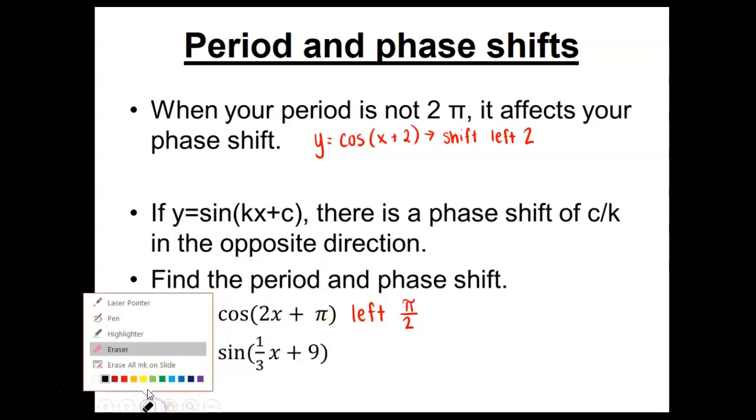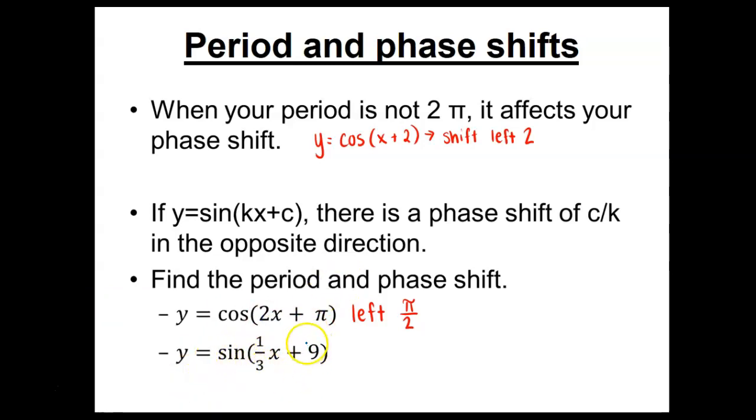Okay, so if we have this next one, it's still going to be to the left, and I know it's to the left because of this plus sign right here. And then we're going to do 9 divided by just the number in front of the x, which is 1/3. And dividing fractions is easy as pie. We're going to flip the second and multiply. So we'll get 27. So this one would be left 27 units.